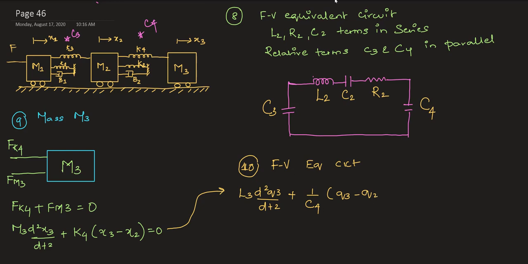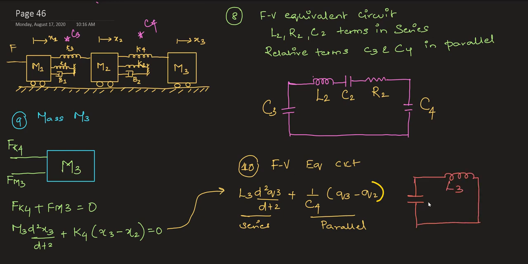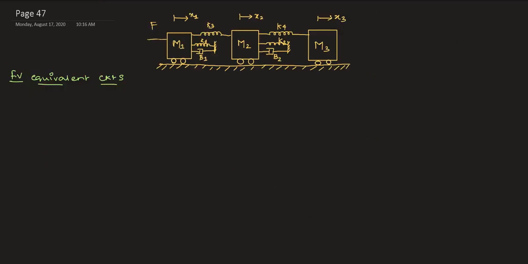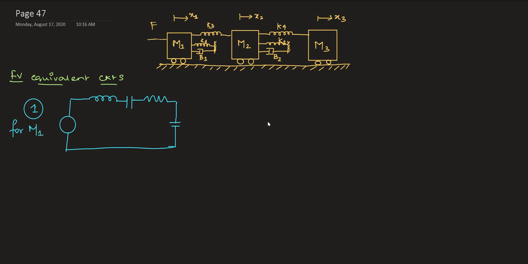Now converting this to a force voltage representation, my M3 will be my L3 and my K4 will convert to C4. And here my relative displacement is with K4, which means the K4 is going to be in parallel, whereas my mass M3 is going to be in series. Good. So you have your series and parallel, and that is what we are drawing here. My L3 is in series and my C4 is in parallel.